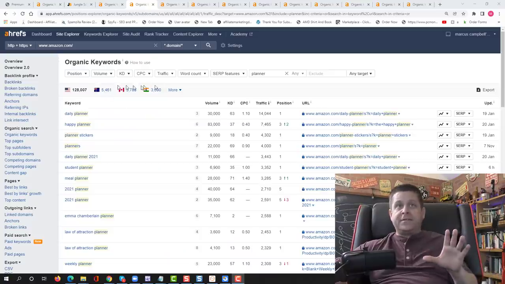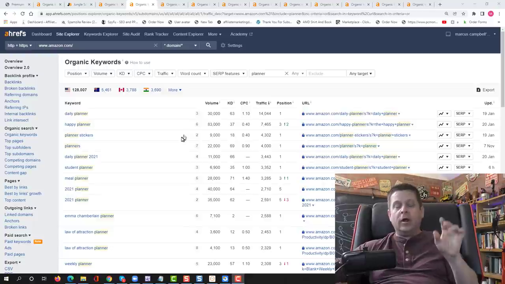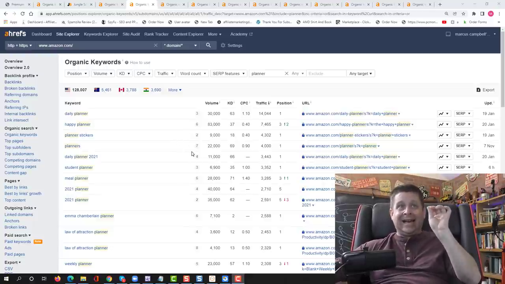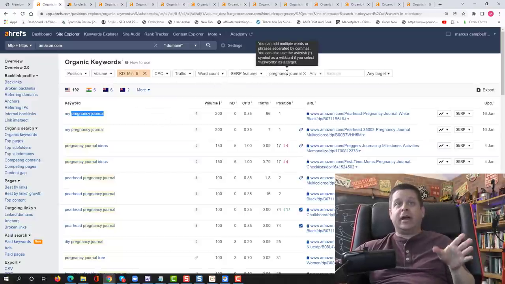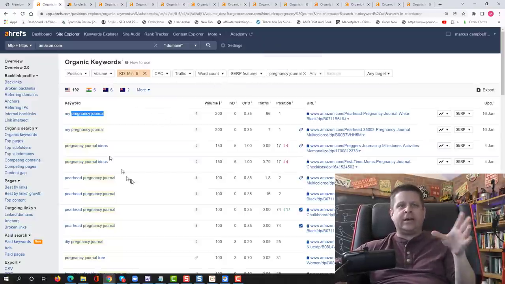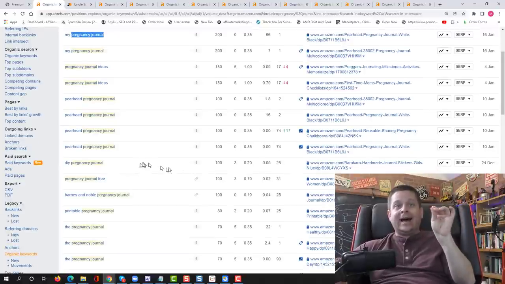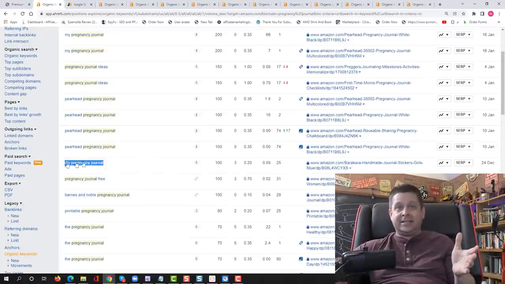And using this method where we're isolating the keyword and what Amazon is already ranking for, we can actually take an idea out of these keywords and do a deep dive on it, like here we have pregnancy journal or pregnancy tracker or whatever it is. We can isolate this and say, okay, we have pregnancy journal here.